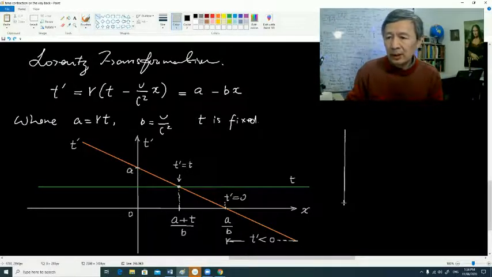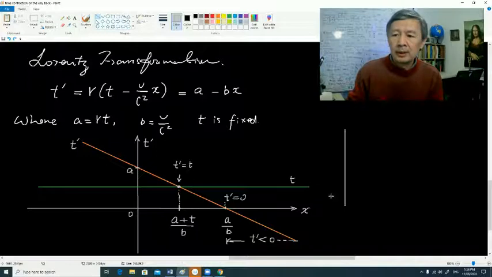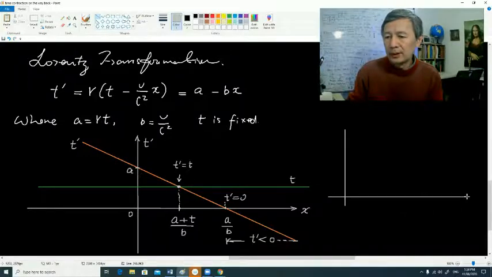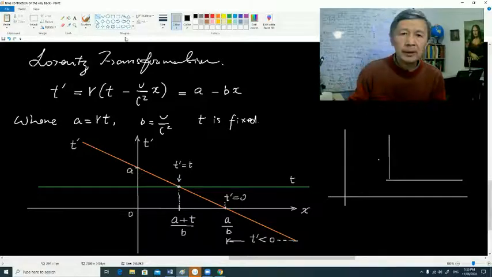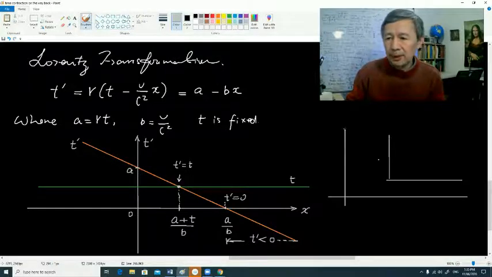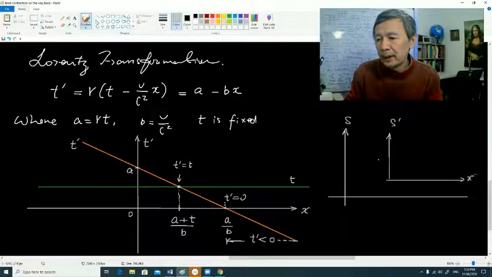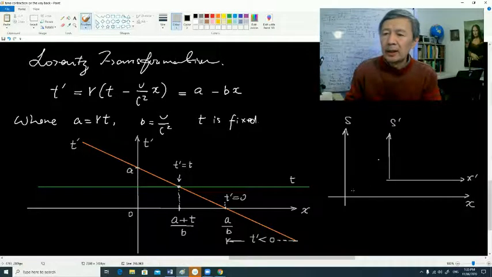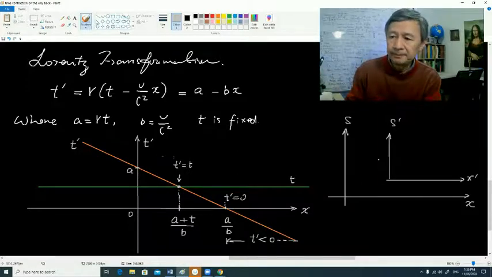So let's draw the two frames of reference of this scenario. Okay, that is the horizontal axis. There is a moving frame here. You can imagine that the frame is moving. So this will be our S frame. This will be our S prime frame. And there will be X prime. This is X. In this particular diagram, we only pick up X and T prime.